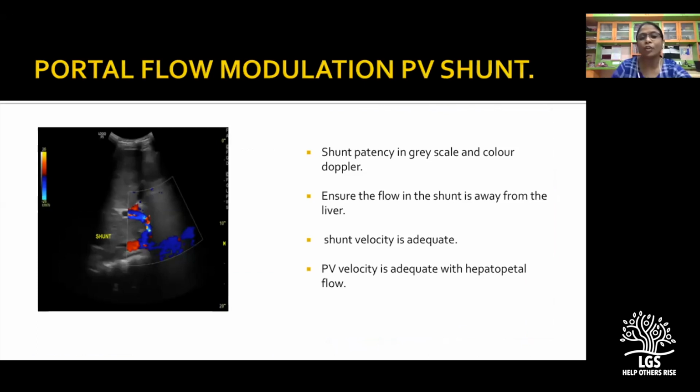So when a portocaval shunt is done, we have to see the shunt, we have to comment about the shunt patency, and usually the flow is away from the liver, that is blue in color, and we have to record the shunt velocity along with the portal vein velocity.